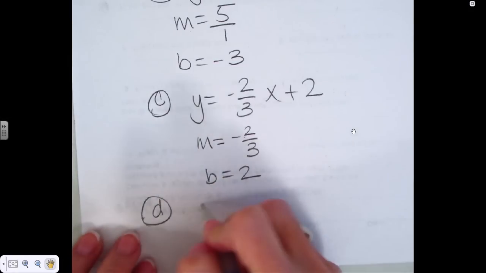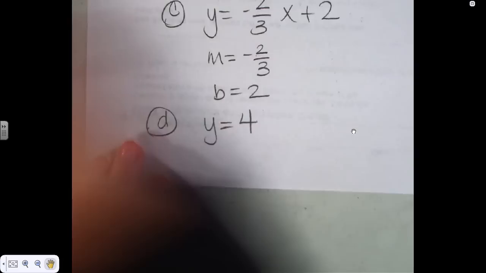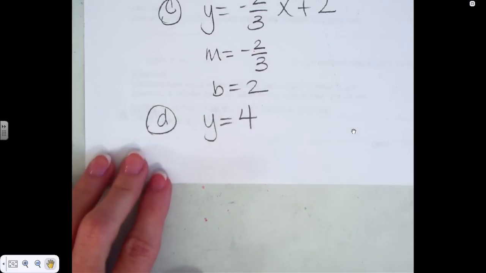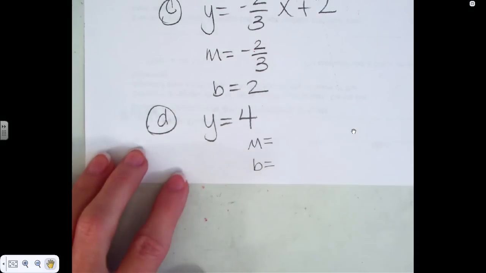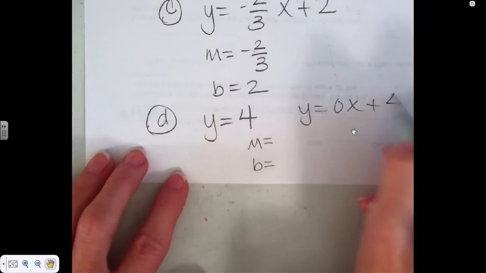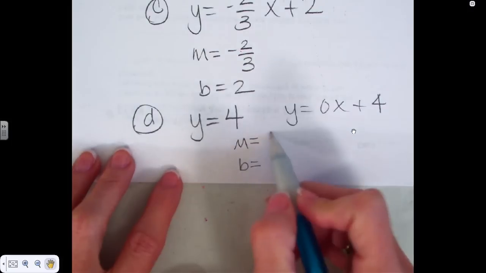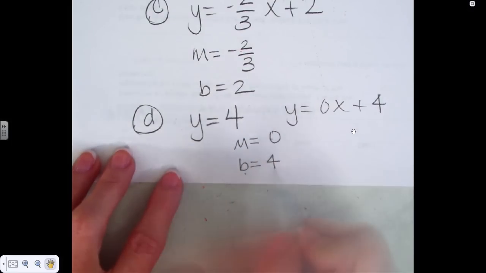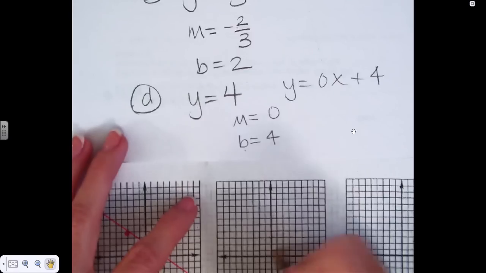Now let's see if you remember how to graph this one. Y is equal to 4. We did this the other day, but if we want to identify our slope and our y-intercept, I could really write this as y is equal to 0x plus 4. But I really don't need that. My slope is 0, my y-intercept is 4.